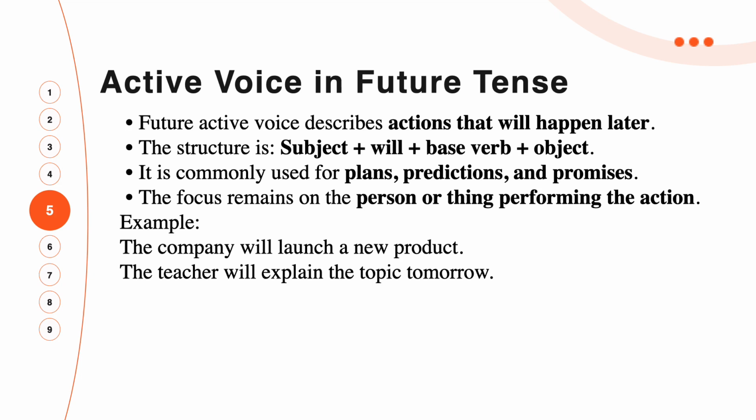The structure used is subject plus will plus base verb plus object. This tense is commonly used while talking about plans, predictions, or promises. In these sentences, the focus remains on the person or the thing that will perform the action. For example, in the sentence, the company will launch a new product. The company performs the action of launching. Another example is the teacher will explain the topic tomorrow.